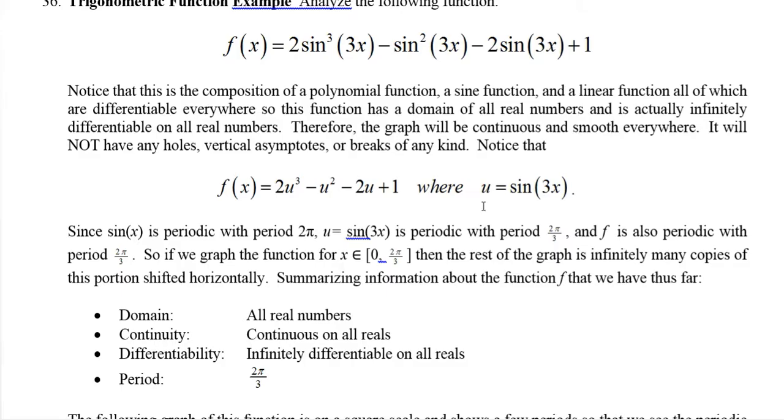And notice that y equals 3x is a continuous function, y equals sine of x is a continuous function, and y equals a polynomial is a continuous function. So when you compose these continuous functions, you get a continuous function. So in fact, it's continuous on all reals, and more than that, it's actually infinitely differentiable on all reals. You can differentiate it. The first derivative is defined everywhere, the second derivative is defined everywhere, third derivative, fourth, fifth, sixth, seventh. Derivatives on forever are all defined. And the period should be 2 pi over 3.